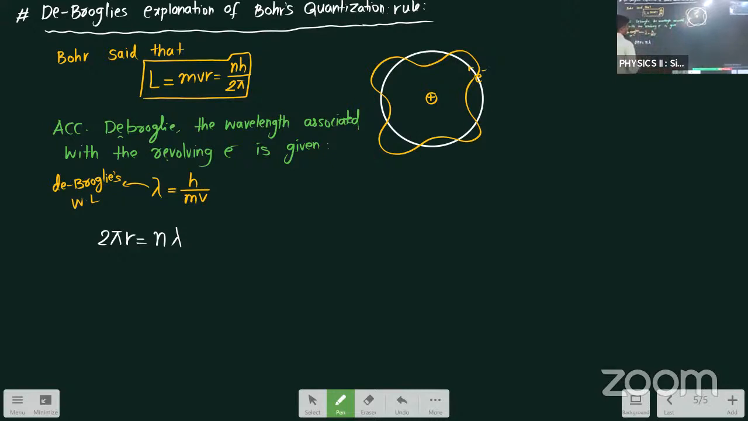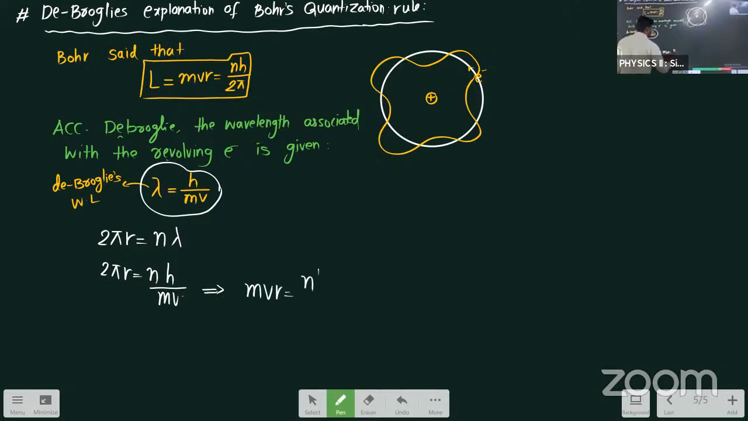So see here, from here I can write 2 pi r equals n into lambda. What is the value of lambda we got according to de Broglie? Lambda equals h by mv. If I take mv here and bring 2 pi here, this will become mvr equals nh divided by 2 pi. That is nothing but L equals what?